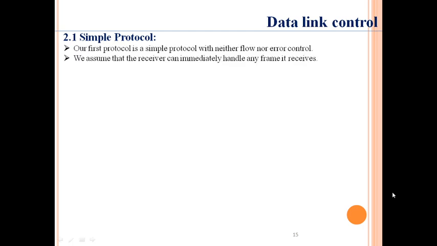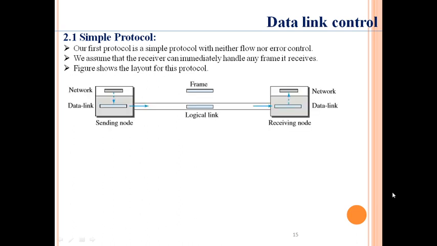Simple protocol. This is a protocol where there is no flow control or error control. Here we assume the receiver can immediately handle any frame it receives. In the figure, you can see that the datagram or packet from the network layer is sent to the data link layer, which converts it into frames and sends them to the receiver node through a logical link. At the receiver end, it will decapsulate the packet and send it to the network layer. This is the simple protocol.